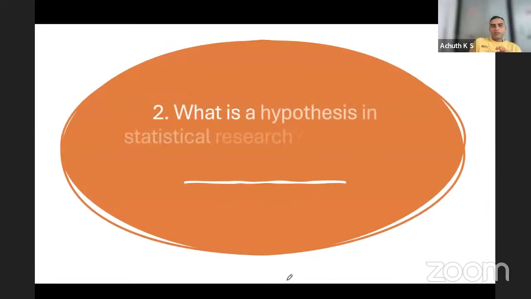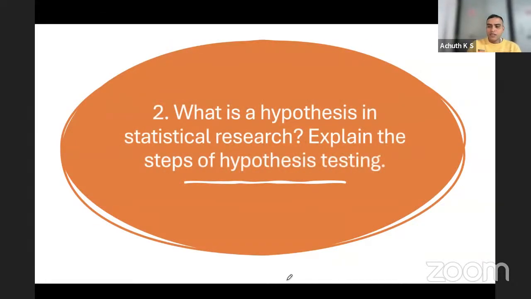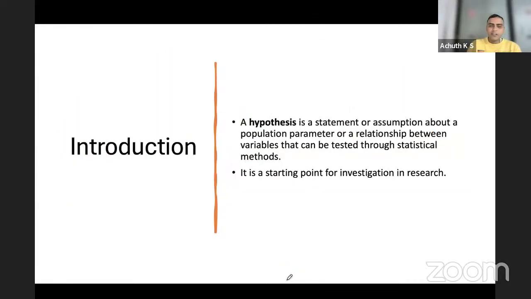Okay. Next we have, what is hypothesis? In statistical research, explain the steps of hypothesis testing. Hypothesis is a statement which you assume about a population parameter or a relationship between the variables that can be tested through statistical methods. When do we assume this? You assume this at the starting point of the investigation.